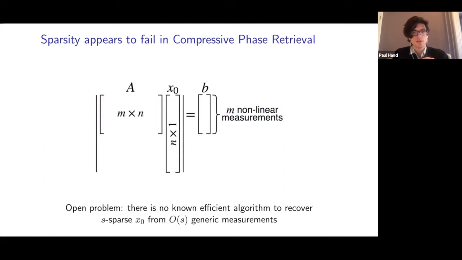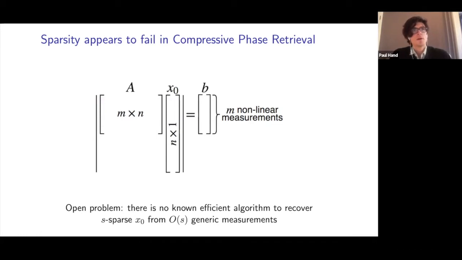So for example, if x naught is s-sparse, then you would expect to be able to solve this with O of s generic measurements, but no one knows how to do this. There are various methods out there which, if you really tune the nature of A so that the measurements have a very precise structure, then you can do this with O of s measurements. But in general, for generic A, this is an open problem.